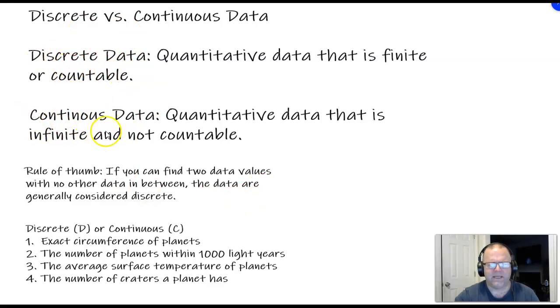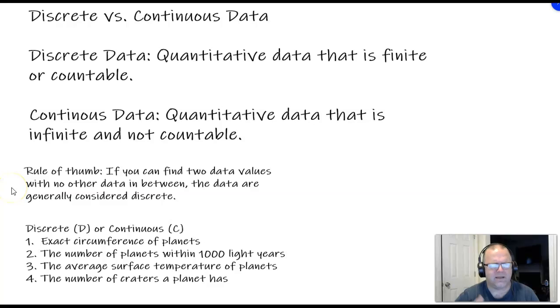And continuous data is kind of the opposite. It's still quantitative data. That means it's still data that's either measurable or countable, but it's infinite. That means there's an infinite number of possible values, and it's not countable. What does that mean, that it's not countable?